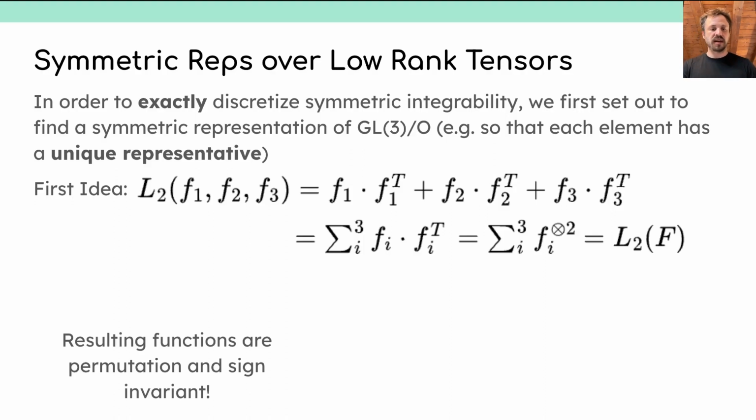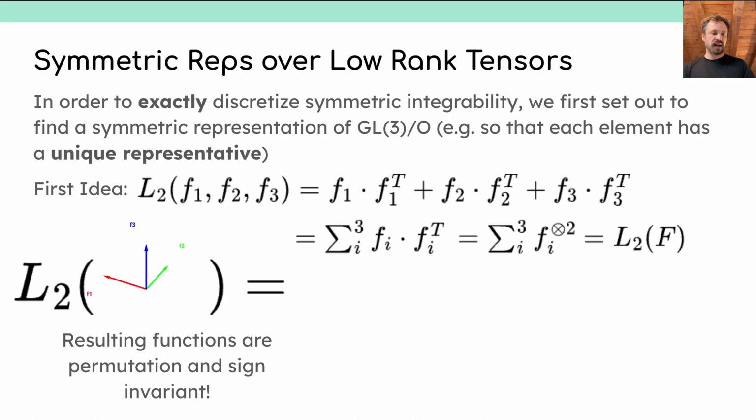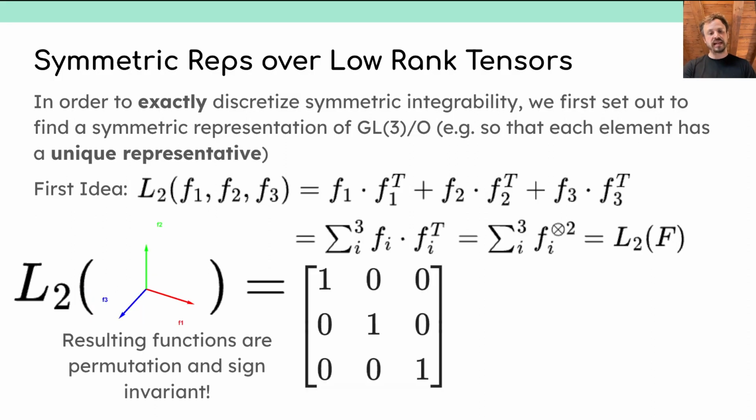The first thing I want to note is that this function is permutation and sign invariant. It's permutation invariant because you're adding together the three outer products, and addition is abelian, so you lose the labels 1, 2, 3. And it's sign invariant because the outer product is like squaring, so you lose the sign of F1, F2, and F3. If you made them negative, it would give you the same matrix. And in particular, for an octahedral frame, L2 is just the identity matrix.